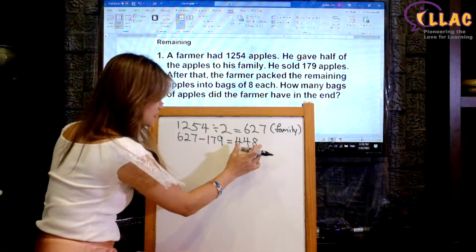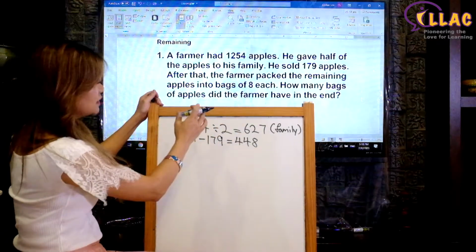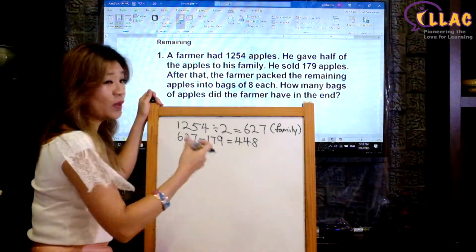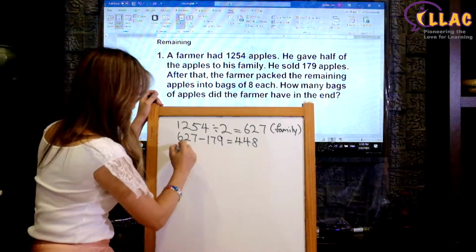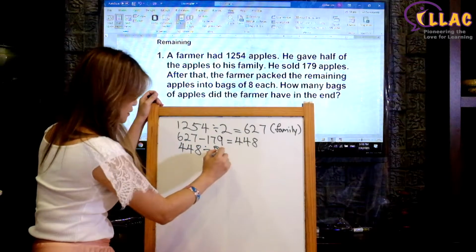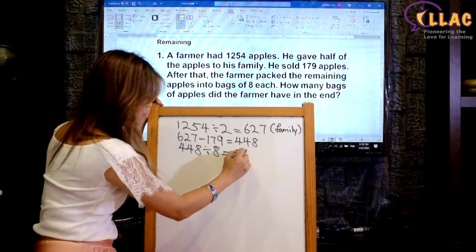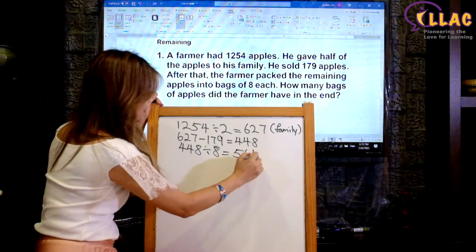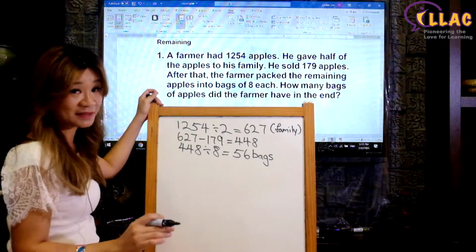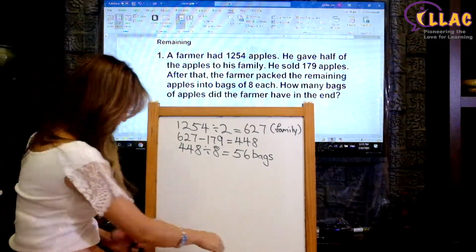Because this is the remainder, the question says the farmer packed the remainder, which is this one, into bags of 8. So therefore you divide this into bags of 8, and you will get the answer 56. So how many bags did the farmer have in the end? 56 bags. Let's try another question on your own.